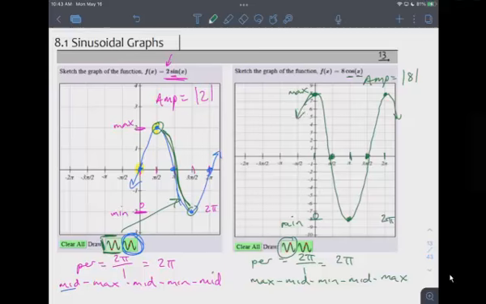Okay, and when you're selecting the points for this, we would choose our maximum and our minimum. So those would be the 2 points that you would select with your graphing utility in order to fill out the rest of this graph.